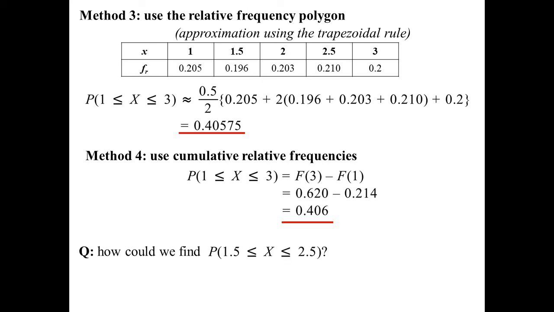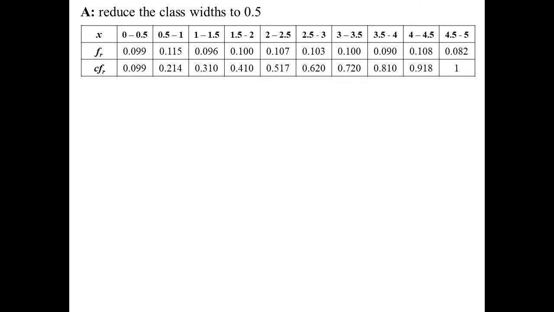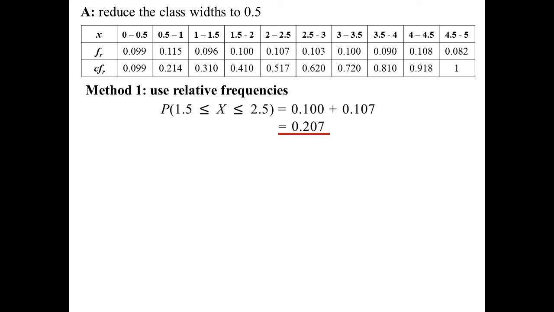But then the question comes on, well, how would we find in between 1.5 and 2.5? Well, I just change the class widths. If I now bring them in to be widths of 0.5, and I'll redo the table, and again, each of those methods will come up with the answer. So relative frequencies, we've got 0.207.